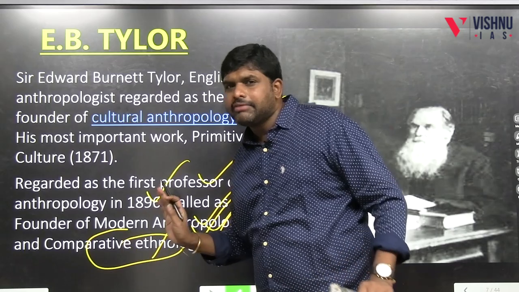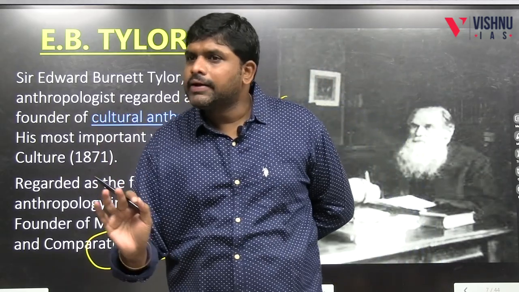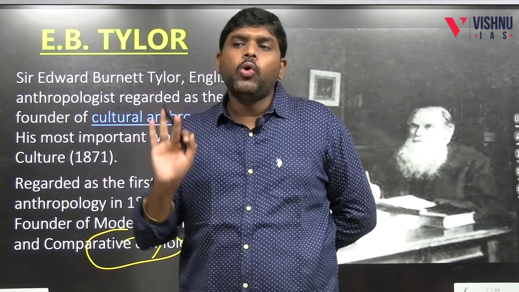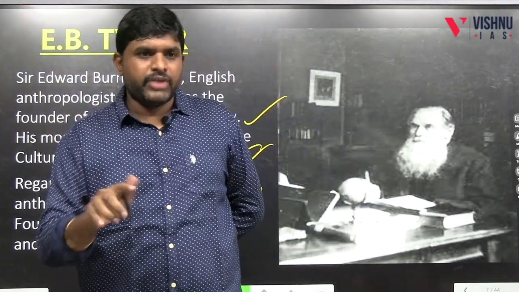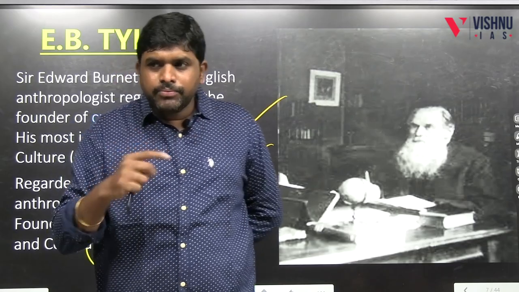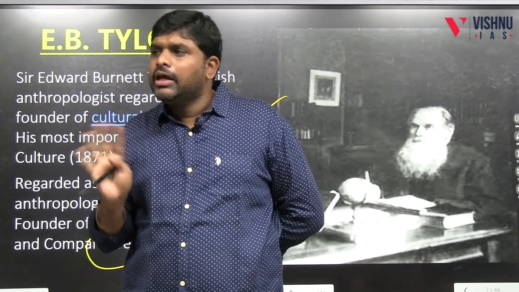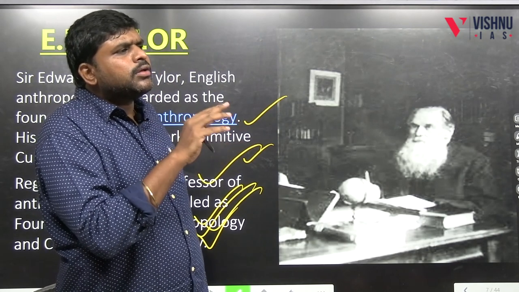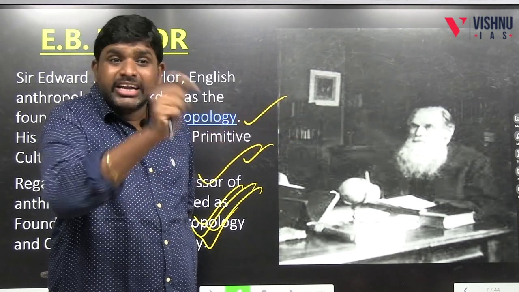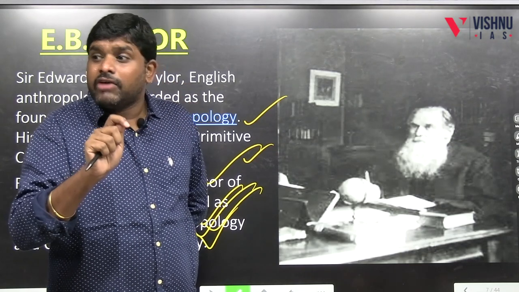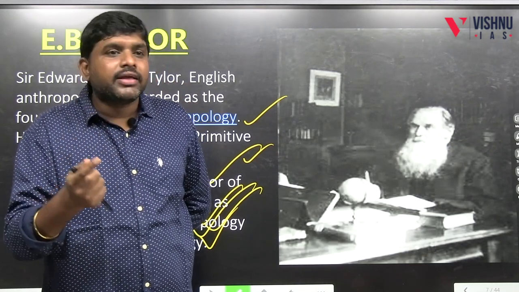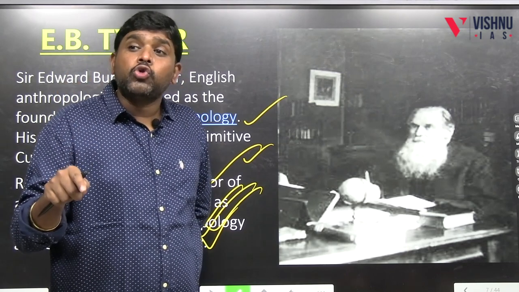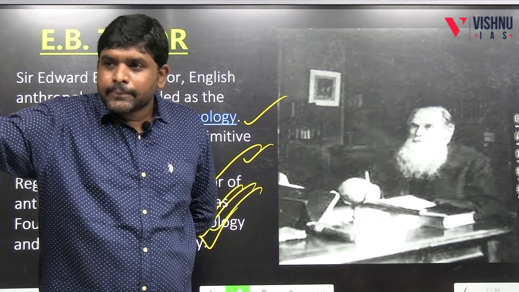What is this, sir? Comparative ethnology. He is a person who told that we have to compare between the cultures. Then we can know at what stage they are. For example, if two students are there, if I compare them, then I can know at what stage they are. If I study only one person, then I will think that this person is like this, but I cannot give him a rank. Why? Because I am not comparing. So, this person told, cultures also need to be compared to know where they are standing.